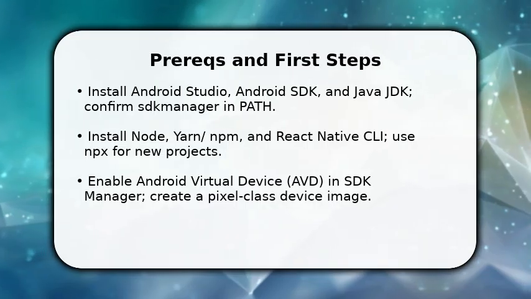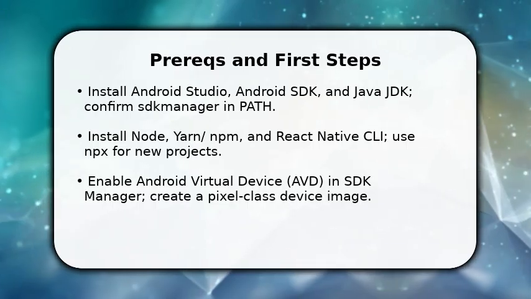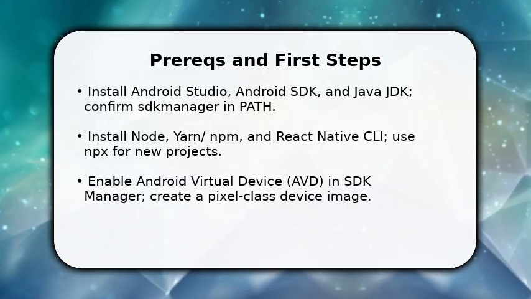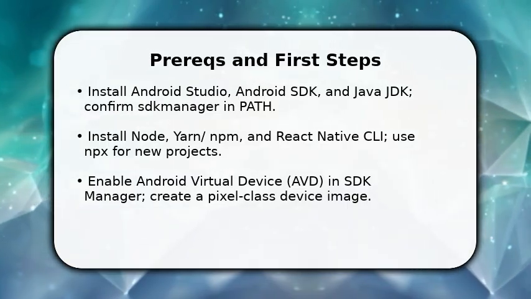Then create an AVD, choose Device, API Level, x86 image so you have a target. Make sure ADB is visible in your path so React Native tooling can talk to the emulator. These steps get you ready to launch and link your app.